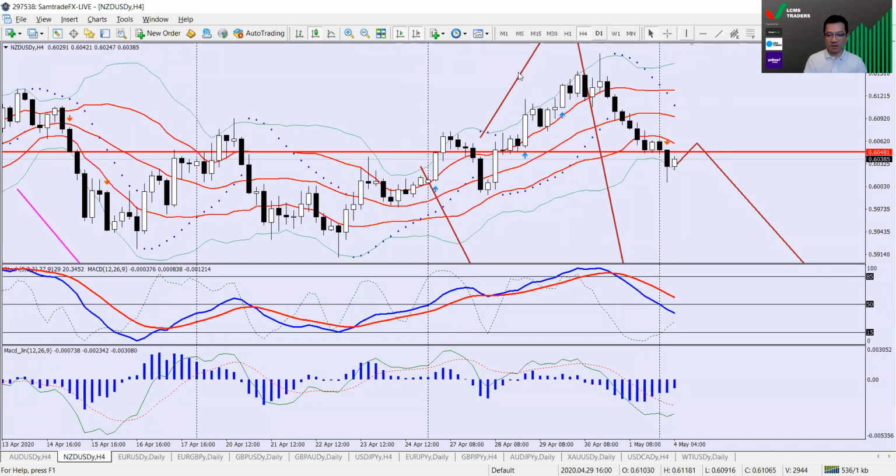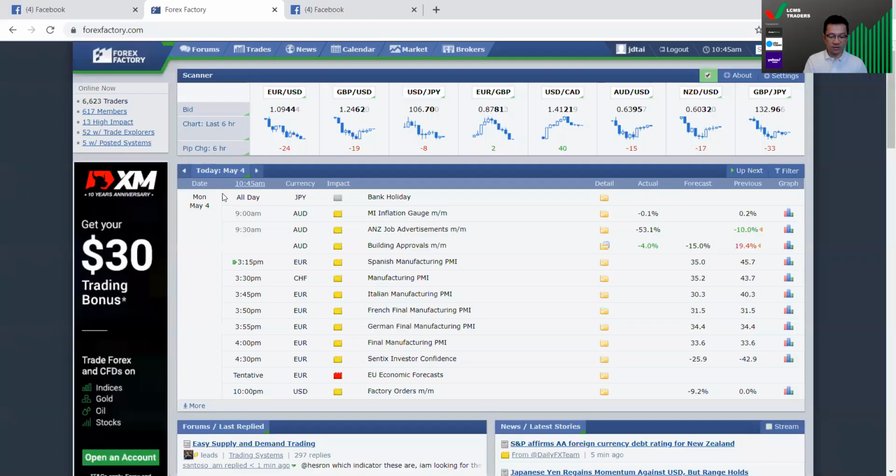Why I say that, I'll jump into my Forex Factory right now. This is Forex Factory. Today there's possibly going to be a slight retracement because there's no real news coming. There's a bit of Aussie news, but that's not so important. There is a building approval. That's why you see a little bit of an uptick in the Aussie, because they were expecting -15%. It came out at -4. Still not the best news, but a lot better than expected.